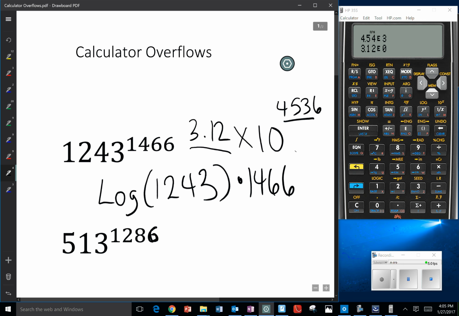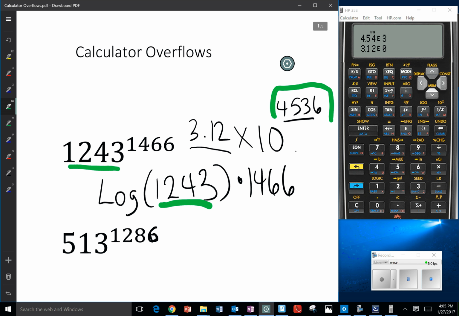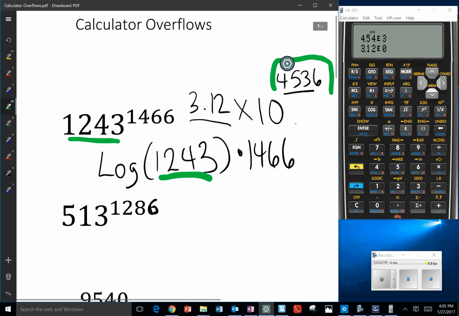All right, so what did I do? One more time. First thing I did was take the log of the whole number, then I multiplied it by the power. Then I showed. After I showed, I looked at the whole number, and that's what I wrote here. Then I got rid of that number, so I subtracted 4,536 from the number, and did 10 to the x of that number.